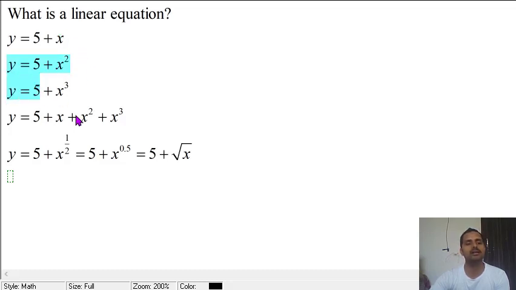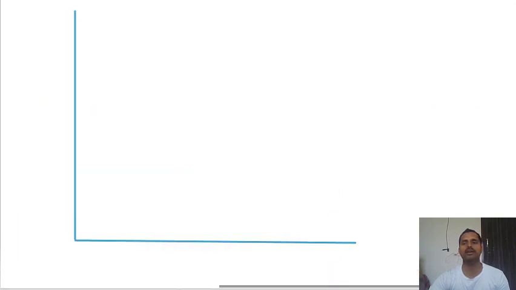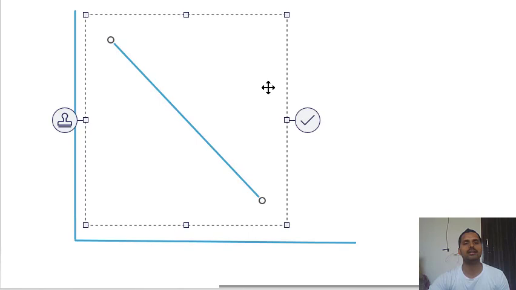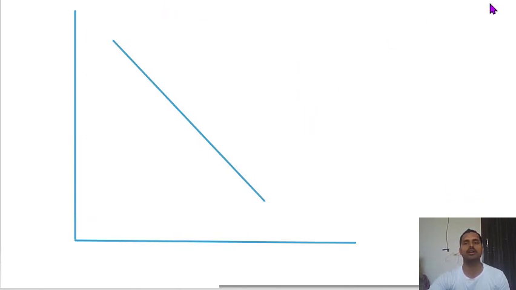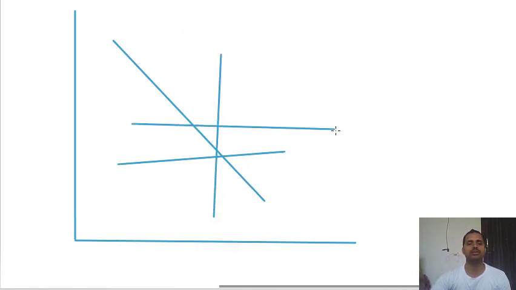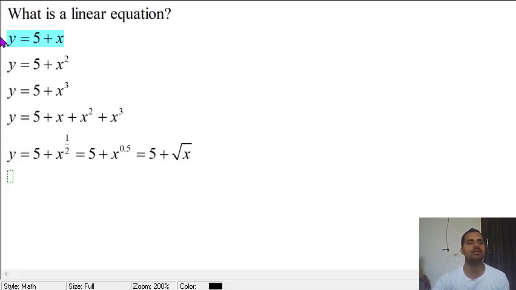And if the exponent is different from 1, we say it is a non-linear equation. Why do we call it a linear equation? Because when you plot this equation on a graph, you will always find a straight line. A straight line can be like this, and it can be like this, and it can be like this. Whatever it is, it will be a straight line. Whenever you plot a linear equation, you will always find a straight line.